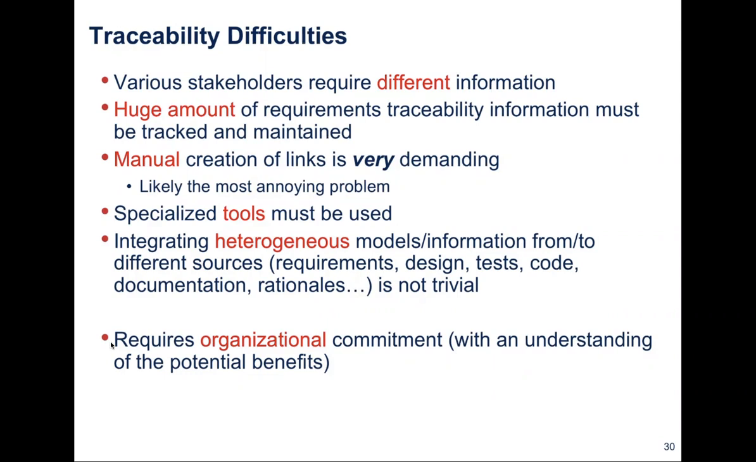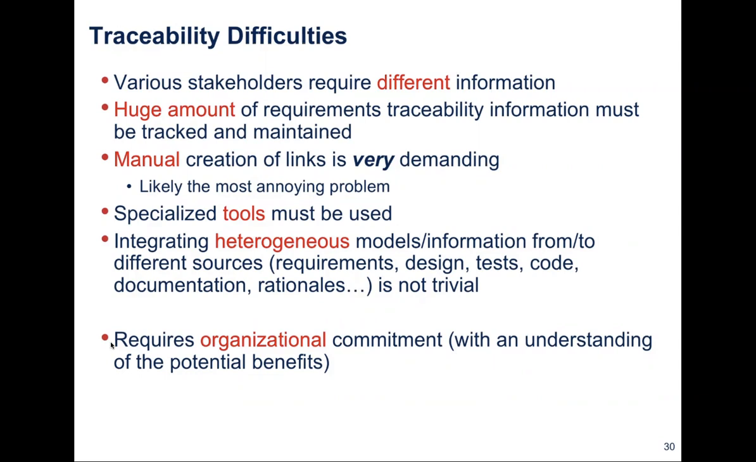Also, traceability requires organizational commitment with an understanding of the potential benefits. Otherwise, if there is no organizational commitment, maybe the traceability file that you have extracted might not gain enough agreement among all the stakeholders at some point, which will not help to have a global benefit across the organization level. So what are the main types of traceability?